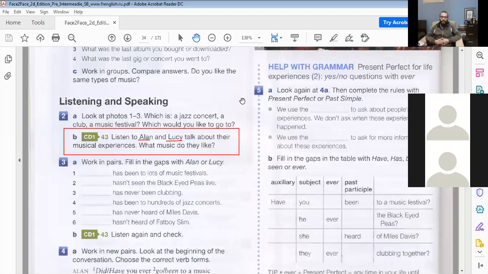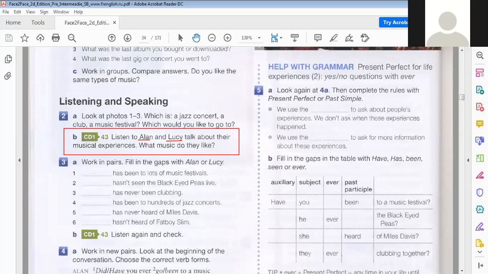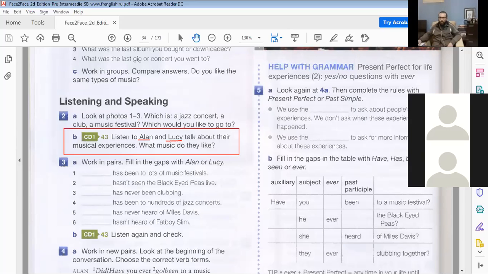Now, I want you to try to answer part 3. I want you to fill in the gaps using Alan or Lucy. You can just guess if you're not sure, no problem. Now, we're going to listen again, of course, but I want you to guess first. So, who has been to lots of musical festivals? Lucy. Okay, Lucy.